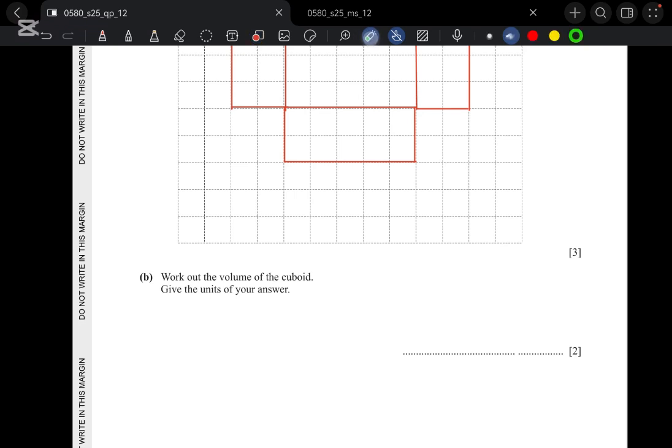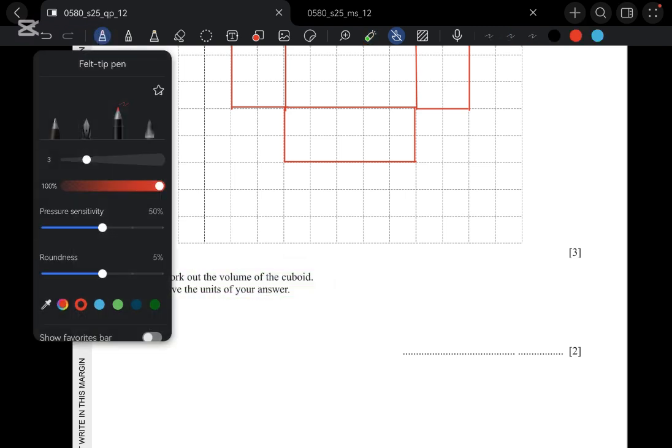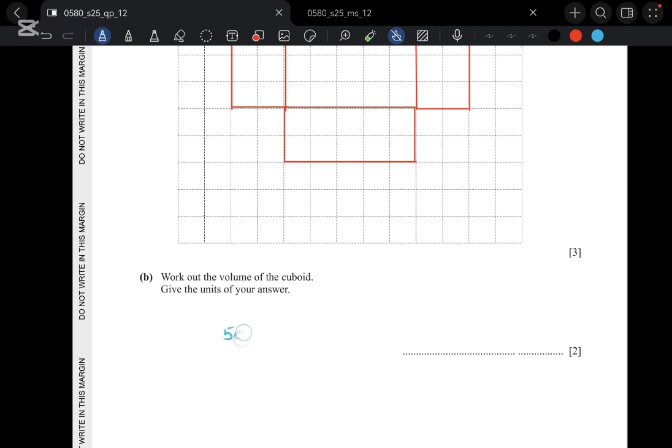Question number B, work out the volume of the cuboid. Give the units of your answer. We need to find the volume of the cuboid. So volume is 5 centimeter multiplied by 3 centimeter multiplied by 2 centimeter, which is 5 3s are 15, 15 2s are 30 centimeter cube. So 30 centimeter cube is the volume.